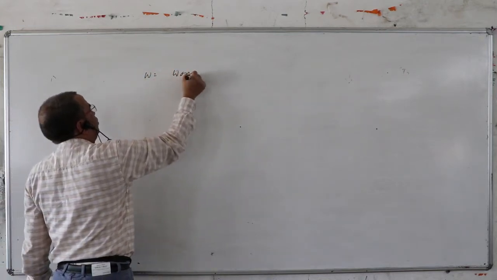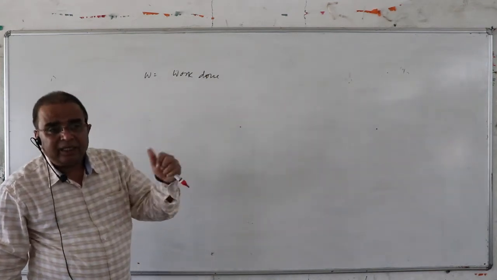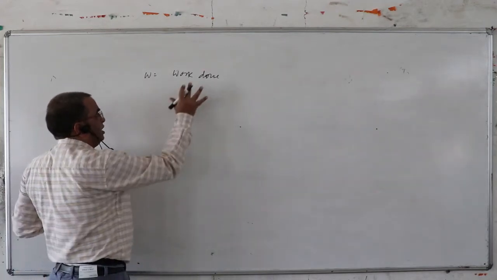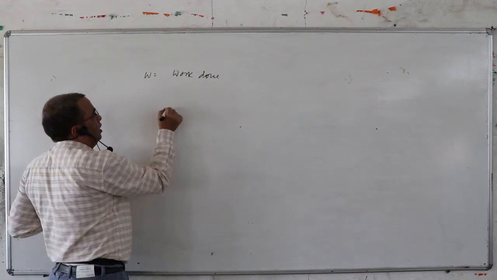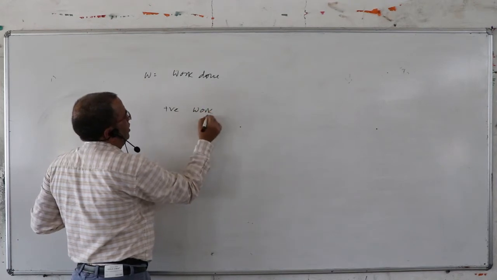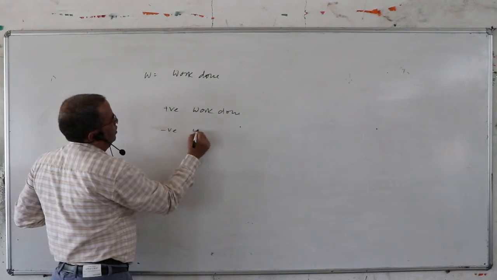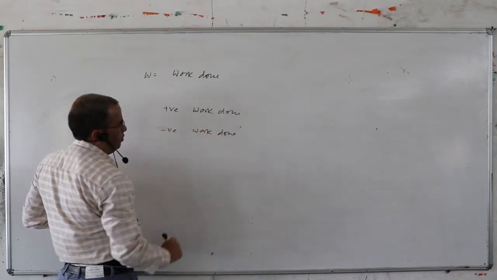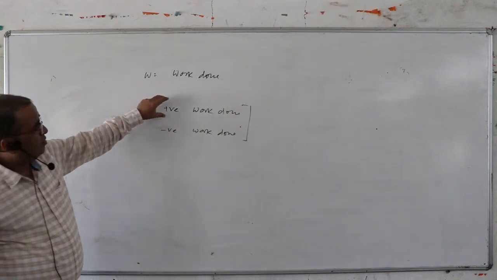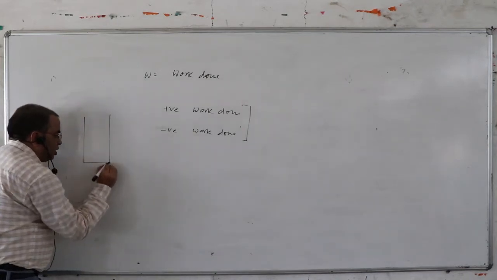W is the work done. We know well there are two kinds of work done. We have learned in class 11, in the initial chapters of work, energy, power, that for a system there are two kinds of work done: either a positive work done or a negative work done by the system. These are the possible work done by a system. When does the system do work? Let us try to understand this.